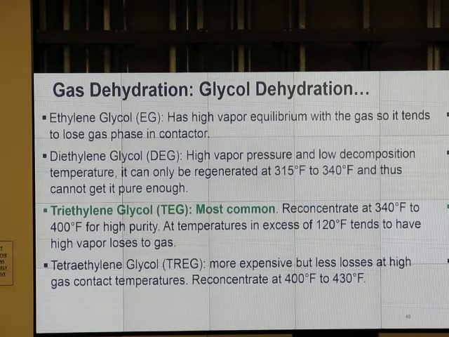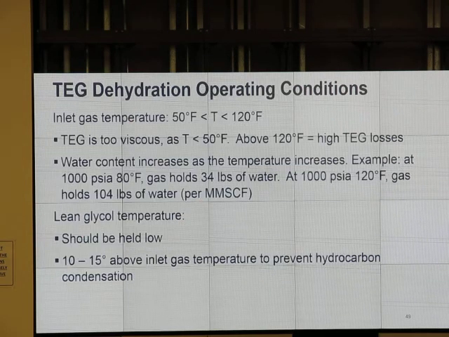Okay, very common. We have several of them that use TEG. It's the most common. The reason behind it, read by yourself. Okay. And this is the operating temperature. That's it. Question.